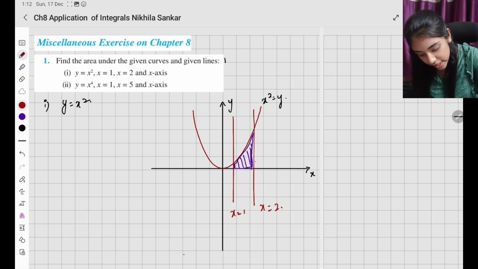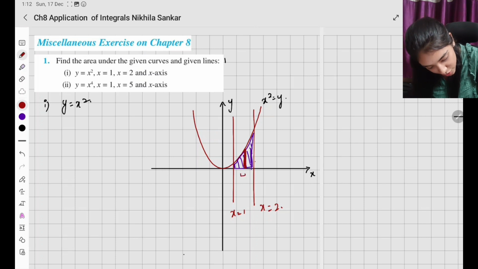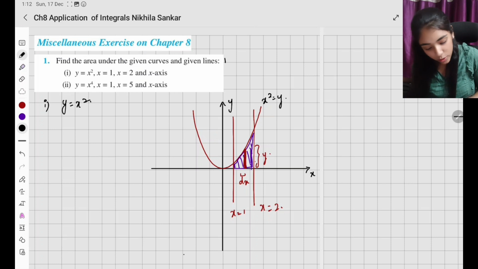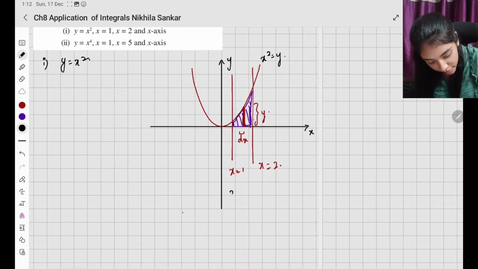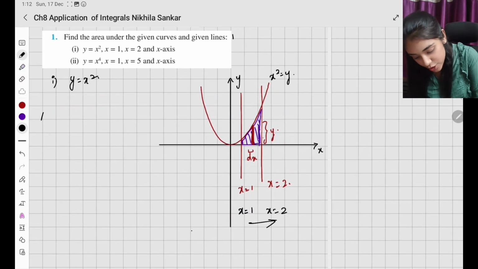Now I am going to take a thin strip. So this is going to be my thin strip, this is going to be dx and this is going to be y. So இப்போ என்னோட integral எப்படி இருக்க போகுது and where does it travel from? X value travels from x equals 1 to x equals 2. So my integration area is going to be integral 1 to 2 of y dx.